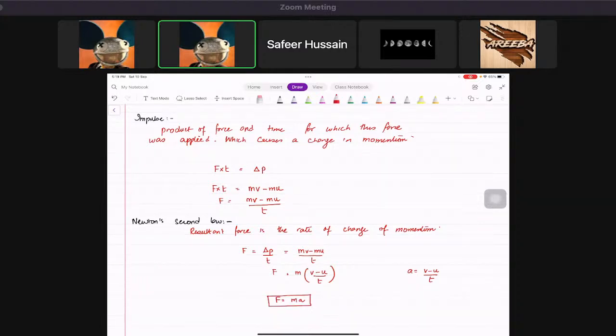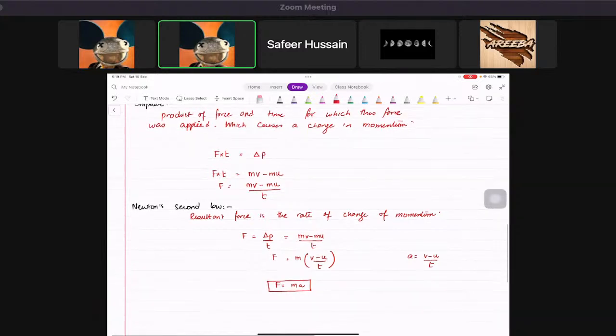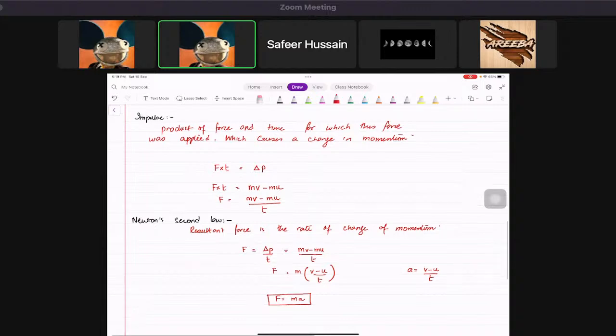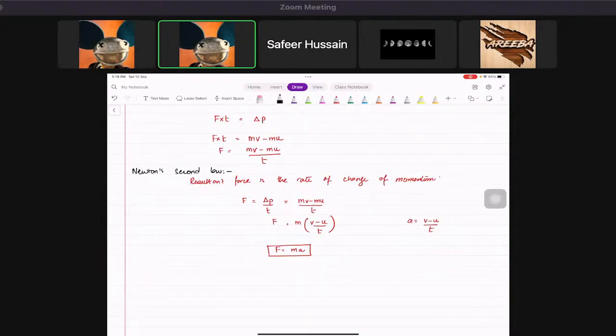Now, interestingly, the second law came first, and then the first law followed, because he needed to explain this, and the best way to explain this was through Newton's first law. So then we were just going to write Newton's first law.